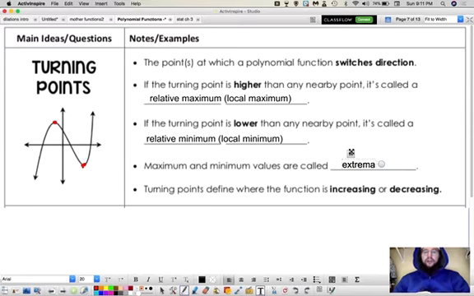So the turning points define where your function is increasing, that is going up, or decreasing, that is going down.